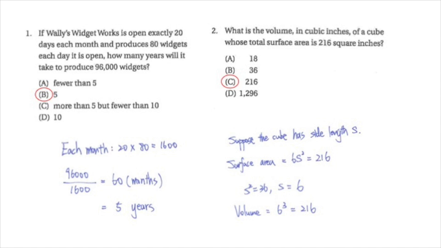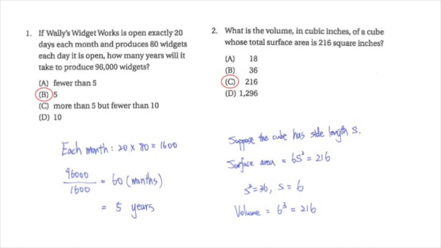Question 1. If Wally Widget Works is open exactly 20 days each month and produces 80 widgets each day when it's open, how many years will it take to produce 96,000 widgets? So each month it can produce 20 times 80 equals 1,600 widgets. So 96,000 divided by 1,600 equals 60 months, which equals 5 years.